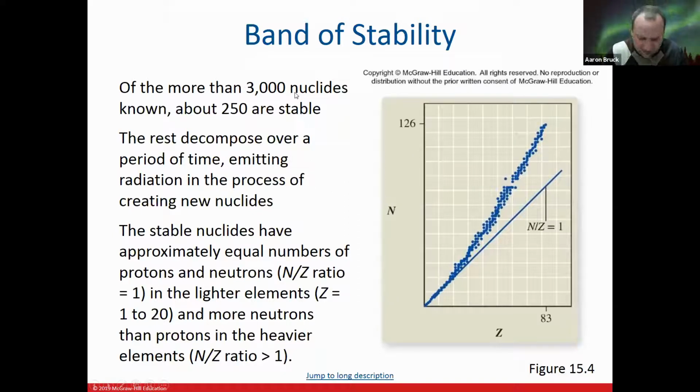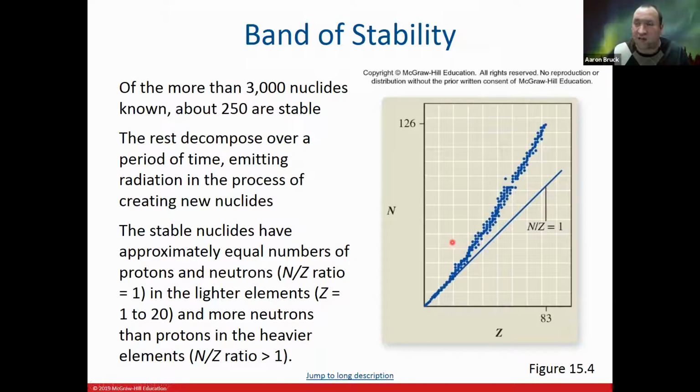Nuclides exist all around us. In fact, there are over 3,000 nuclides that are known, but only about 250 of those 3,000 nuclides are actually stable. The ones that are stable exist on this so-called band of stability. The band of stability here is represented by these dots. And we can see that those that are not on the band of stability, so again, only about 250 actually are stable.